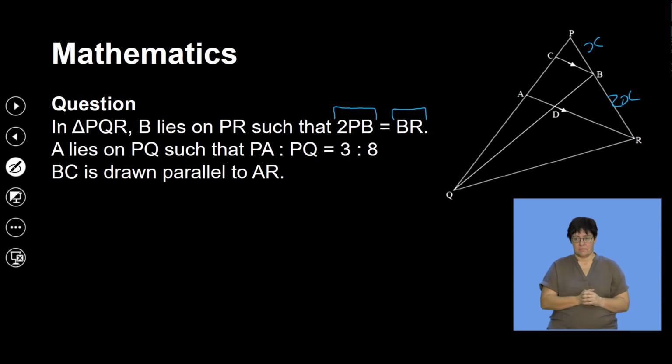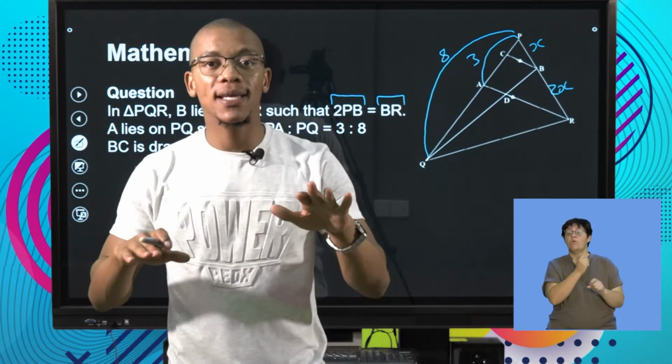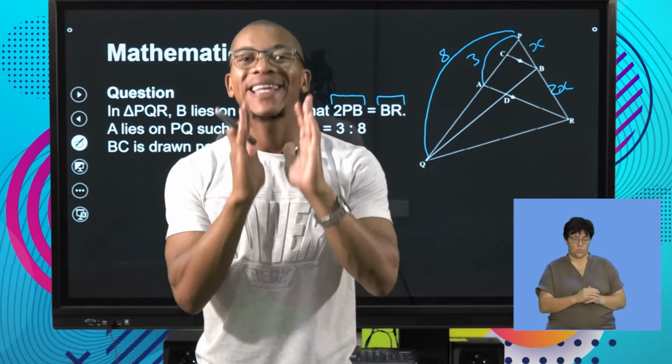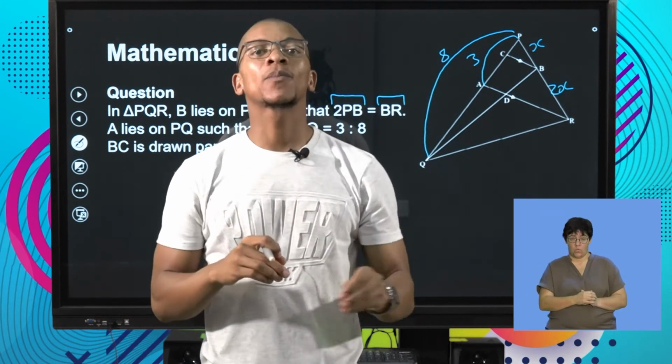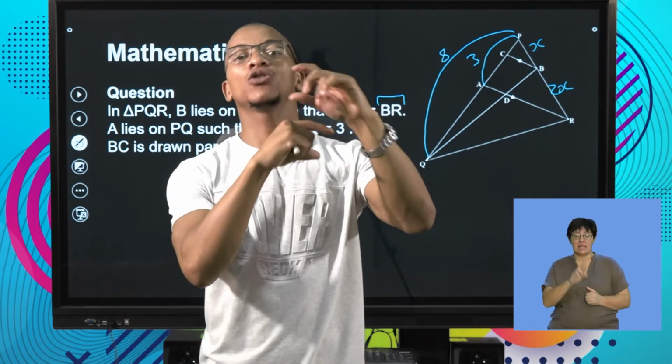And then also, what do I know? I know that I have a ratio of PA and PQ as 3 is to 8. So PA, which is this, and PQ, which is the whole one, is 3 is to 8. Please understand something, guys, here. Whenever I give you a ratio, I am not saying that the lengths of that are 8 and 3. No, the ratio. I'm saying to you how many times this length goes into that length.